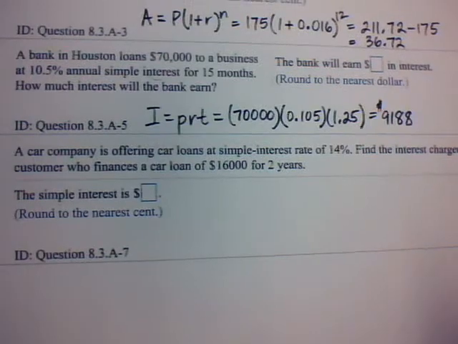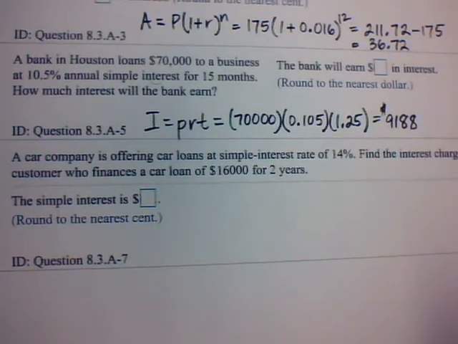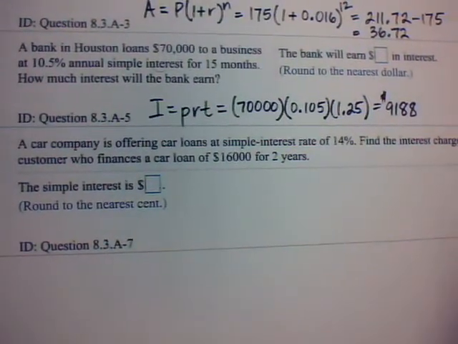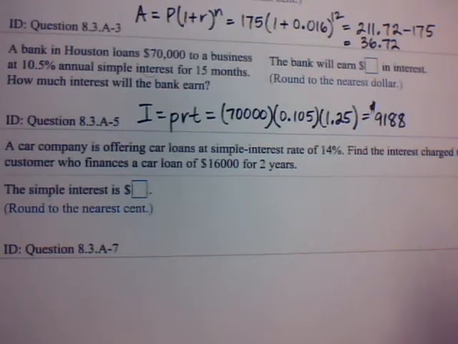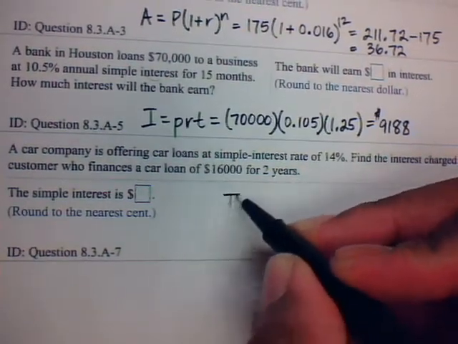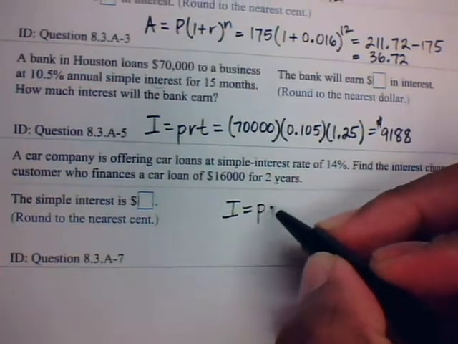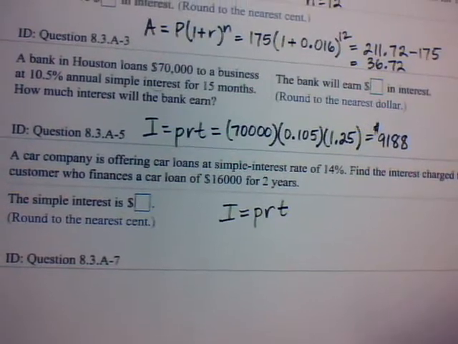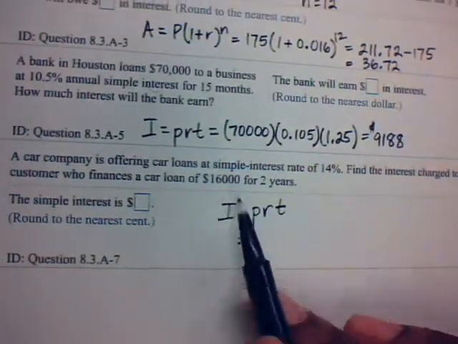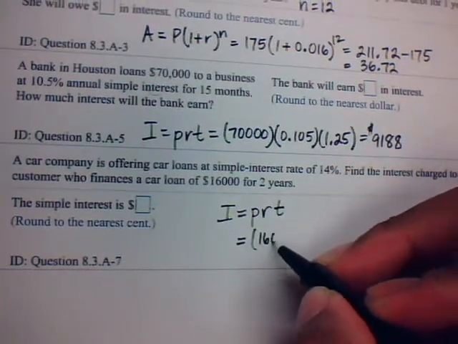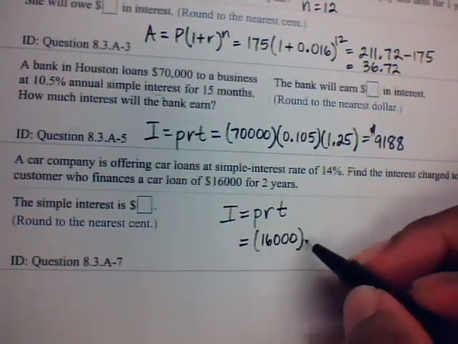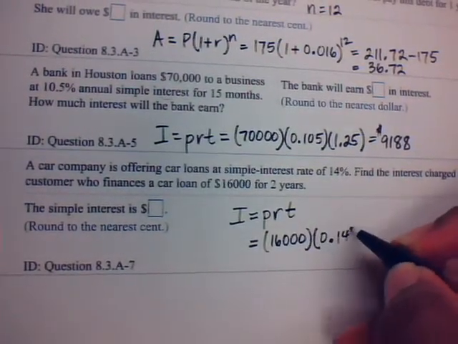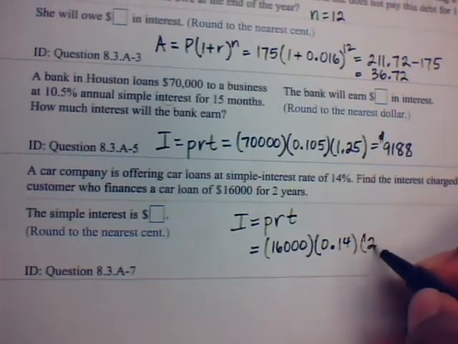Problem number 5. A car company is offering car loans at simple interest rate of 14%. Find the interest charged to the customer who finances a car of $16,000 for 2 years. It is simple interest, so we have to use the simple interest formula. I is equal to P times R times T. In this case, the loan was $16,000, so that's our principal. 16,000 times the interest rate of 14%, as a decimal will be 0.14 times the time, which is 2.